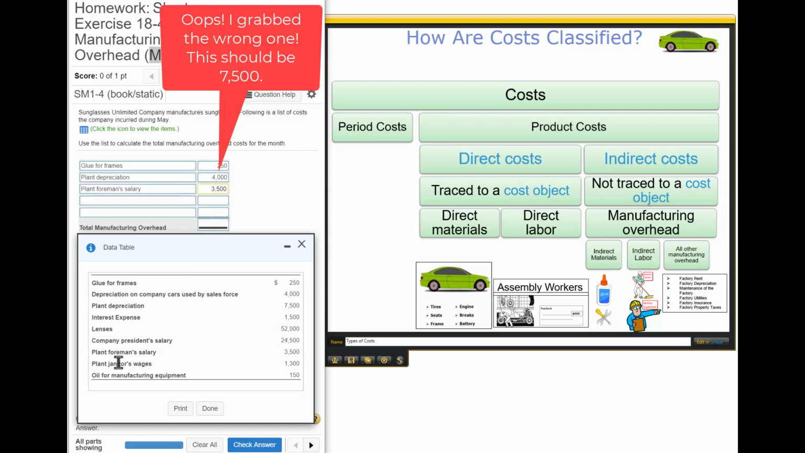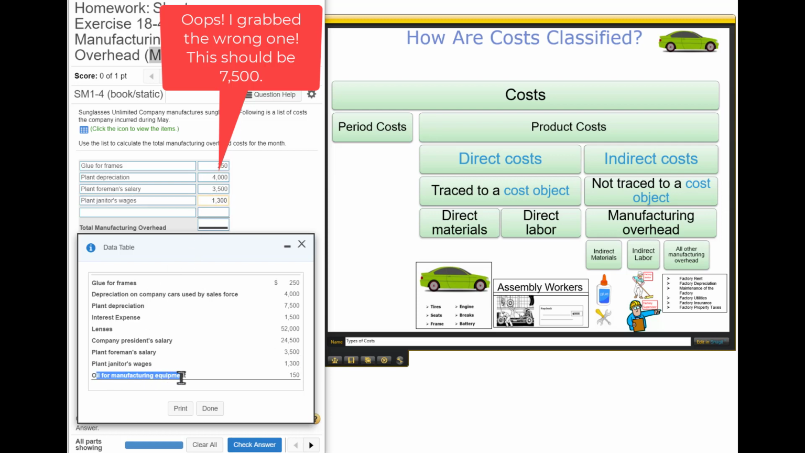The same for the next one, plant janitor's wages. Because that's a janitor in the plant, he or she does help with the production of the sunglasses, but not directly. We cannot figure out how his or her sweeping and cleaning up help make certain sunglasses. So that's an indirect labor classification, which is part of manufacturing overhead. So that's why I'm including it here. $1,300.